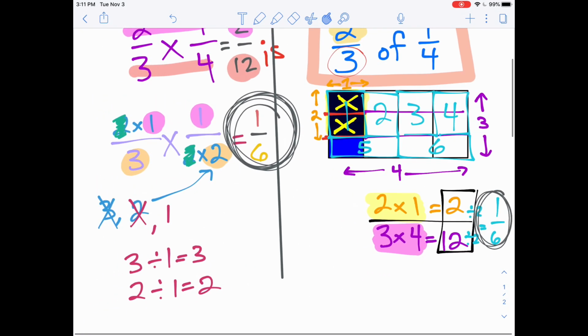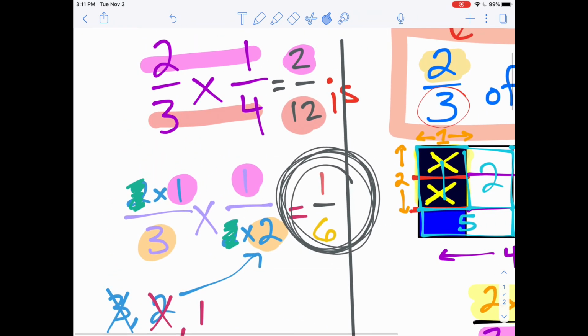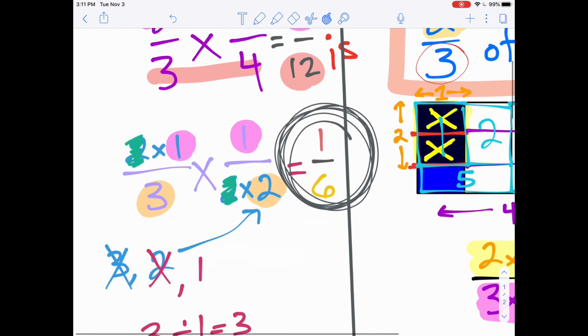I like drawing the picture because my brain can make sense of that. When I just do this work on the side, sometimes my brain just goes a little bit wonky and it's not quite sure what's happening. So be really, really careful when we try this method.